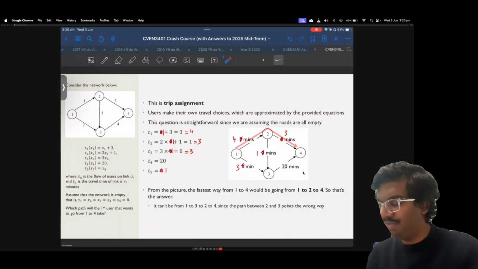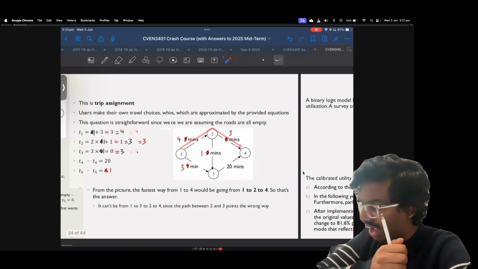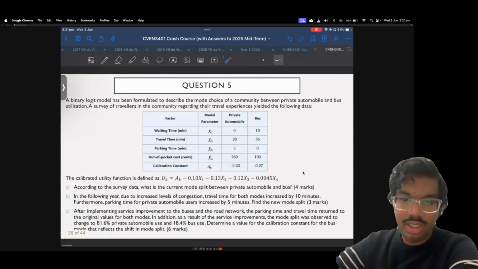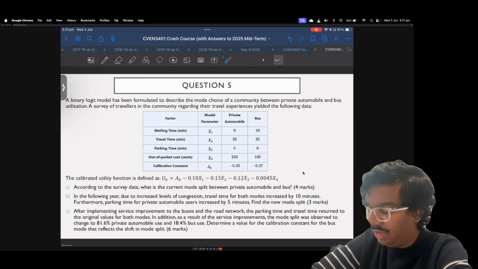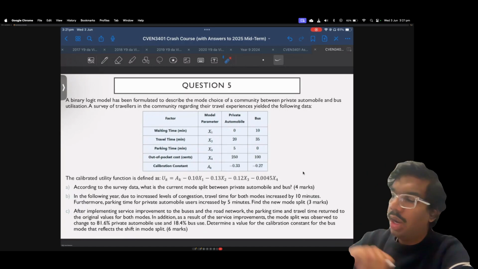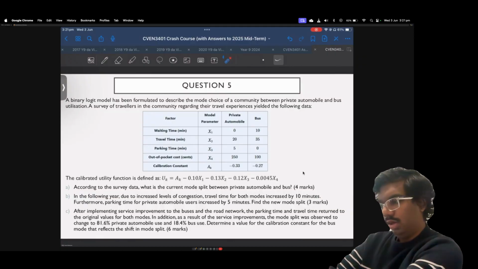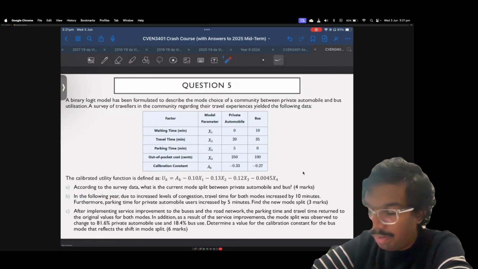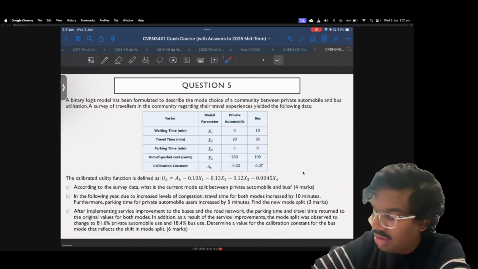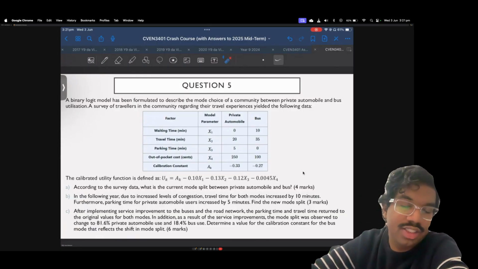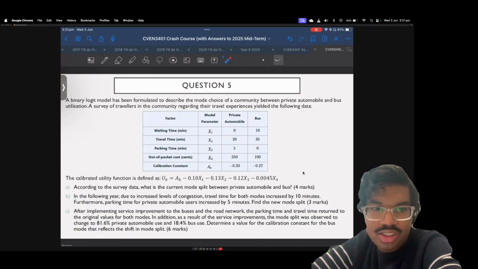Making good time. So question 5 is a little bit harder. It's still easier than the last few, the big 2 at the start, I mean. All right. So a binary logit model has been formulated to describe the mode choice of a community between private automobile and bus utilization. A survey of travelers in the community regarding their travel experiences yielded the following data.